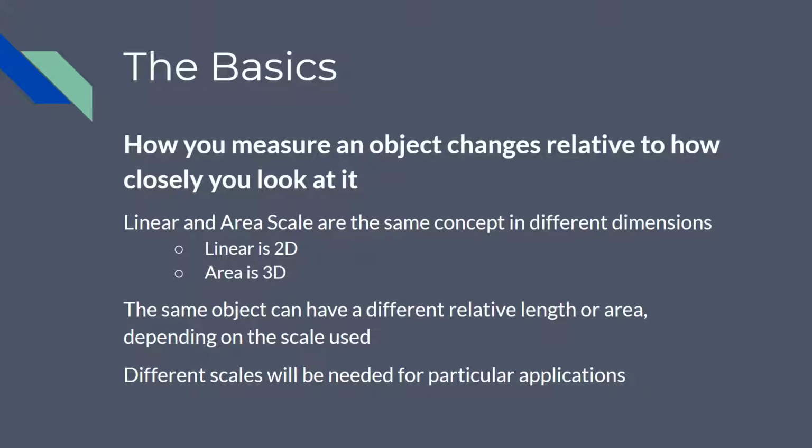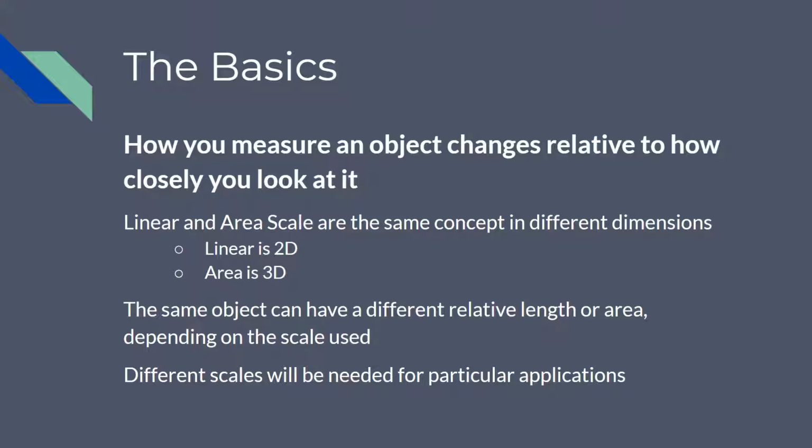How you measure an object changes relative to how closely you look at it. This is the big idea of linear and area scale. It's the idea that as you look closer at an object, its surface changes, generally becoming much larger due to new mountains and valleys becoming apparent.